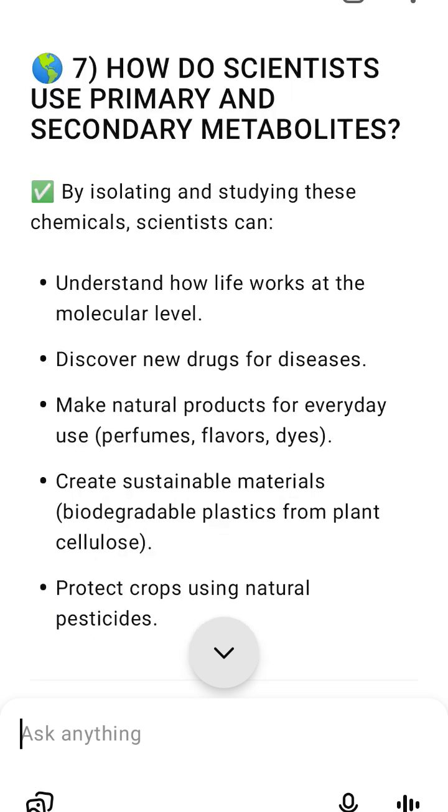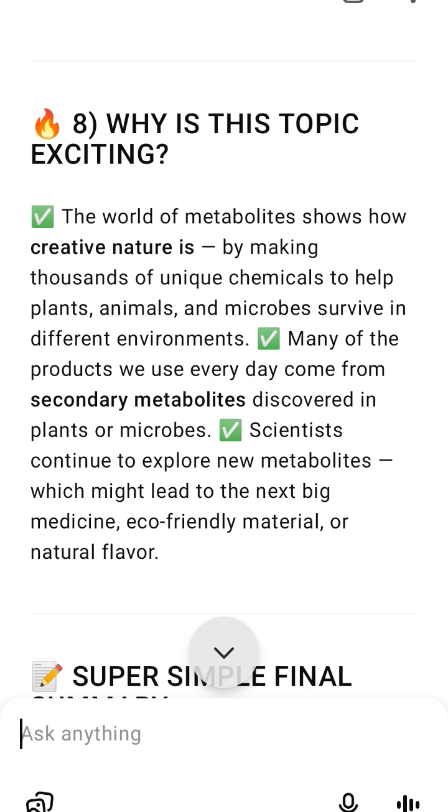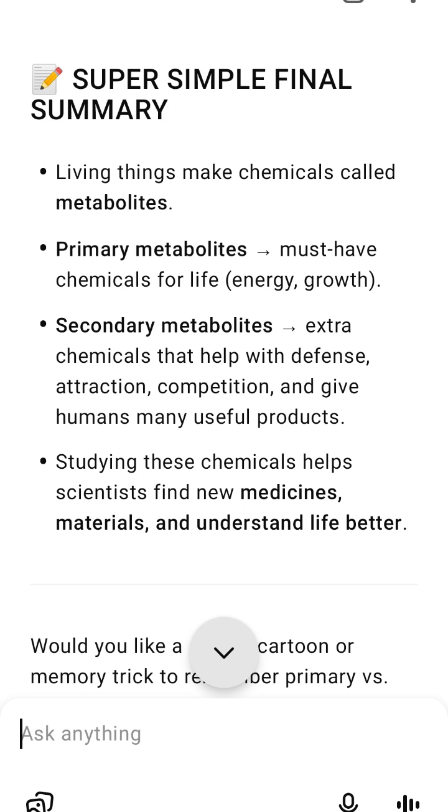Super simple: living things make chemicals. Primary metabolites are must-have chemicals for life, energy, and growth. Secondary metabolites are extra chemicals that help with defense, attraction, competition, and give humans many useful products. Studying these chemicals helps scientists find new medicines, materials, and understand life better. Would you like a simple cartoon or memory trick to remember primary versus secondary metabolites?